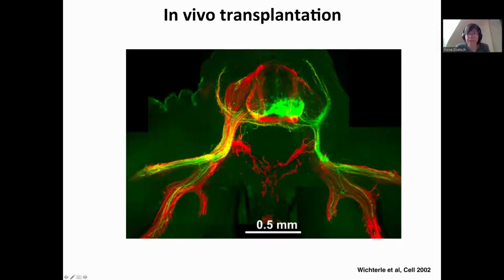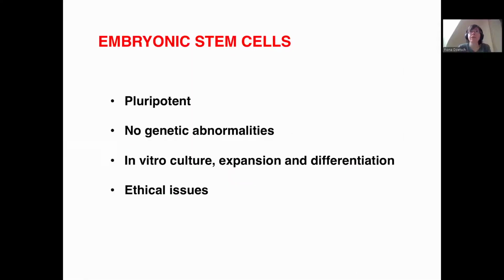So embryonic stem cells then are pluripotent cells that can give rise to all different cells in the body. And they're considered still the gold standard. They don't have genetic abnormalities. They can be expanded ad infinitum and differentiated. However, there are some ethical issues, especially when one thinks about humans, because they have to be derived in vitro.